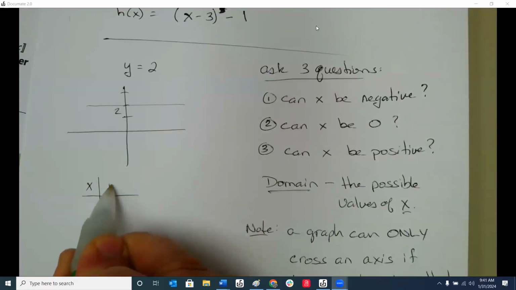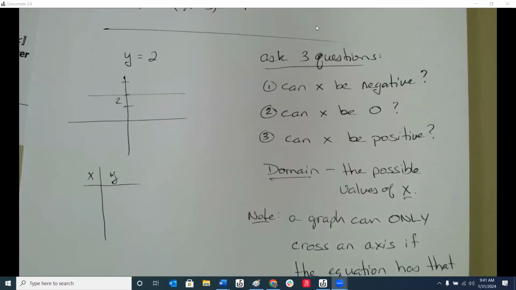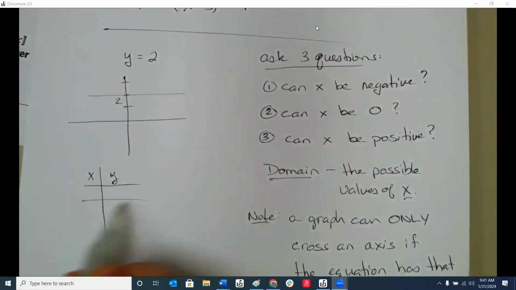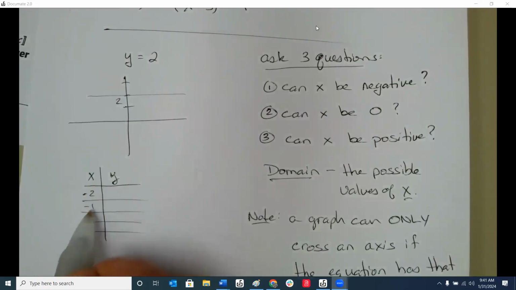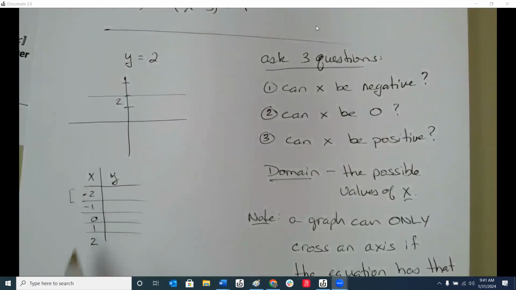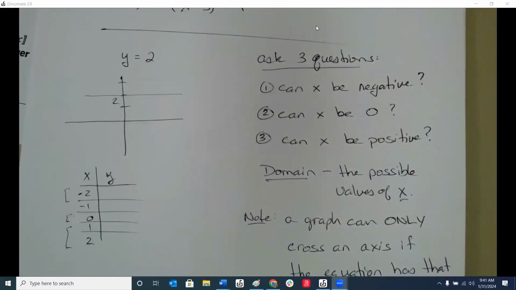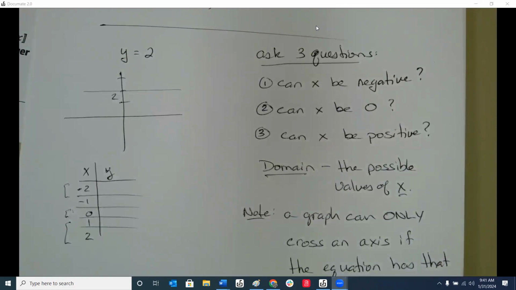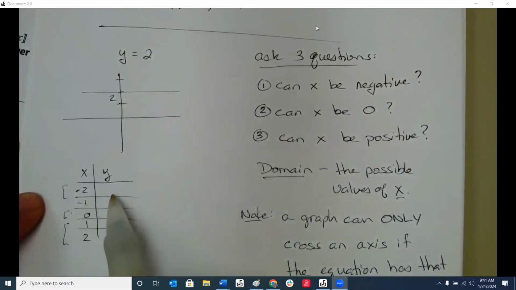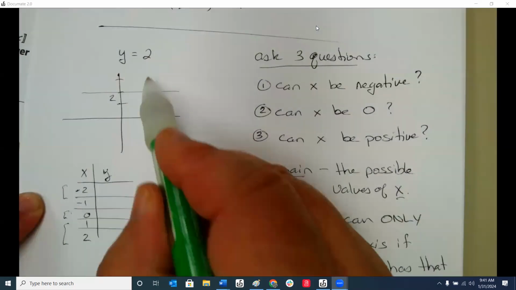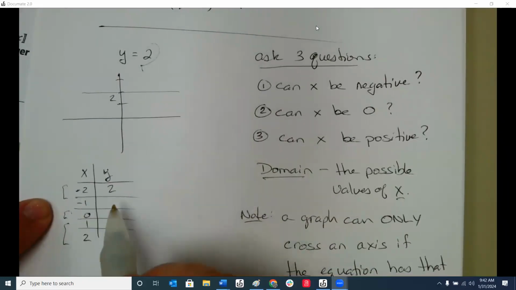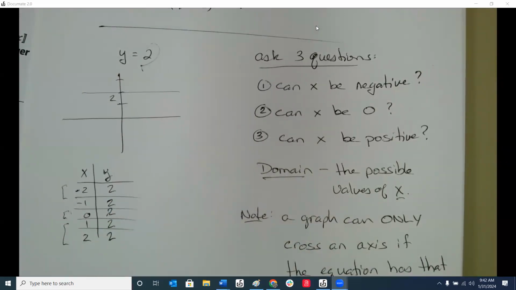Or if you wanted to plot points to graph an equation, always plot points if you need to. Try some negatives, try 0, and try some positives. So if x is -2, what's y in our equation? Yeah, 2. When x is -1, 2. When x is 0, it's 2. So it's always 2. It's a constant function. So it's a horizontal line.